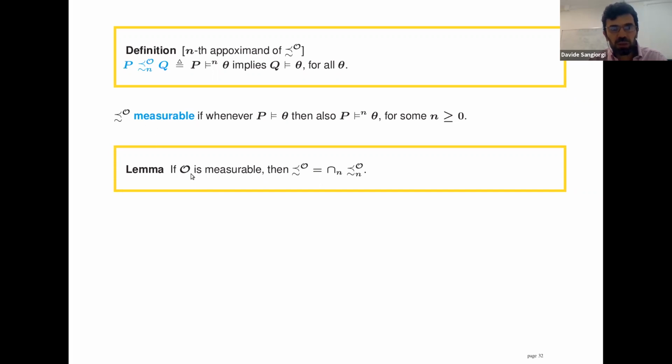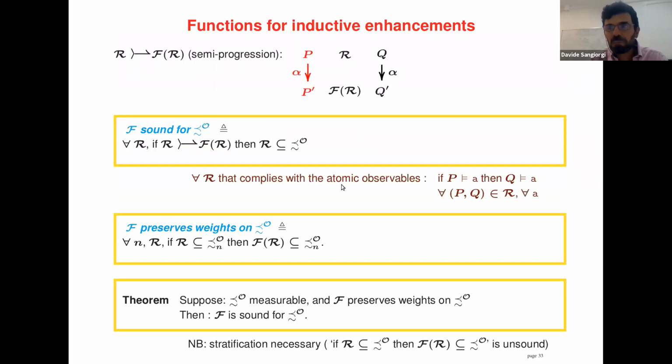I should have put the preorder here. So if the preorder is measurable, then the preorder can also be approximated. Now, this is the crucial slide where I use weight to define what the inductive enhancements are. As I said, I take a very concrete operational approach, like the one for bisimulation at the beginning of my talk.